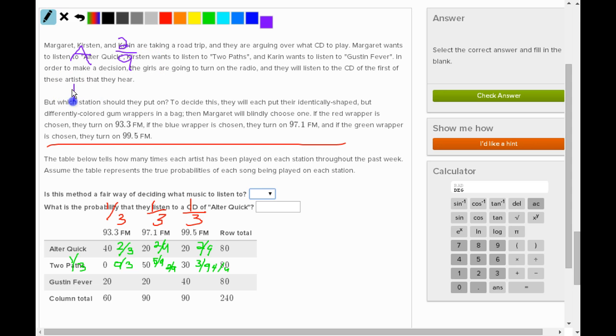Two Paths has a 0/9 chance because it is 0 times 1/3, right? So it's just a 0 chance. And then what do we have? Oh, I'm sorry, that's Gustin Fever. So G has a 1/9. That was figured by taking 1/3 of 1/3, right? So that's a 1/9 probability.